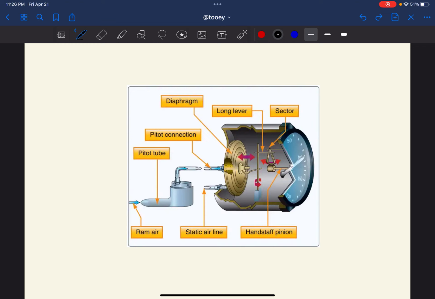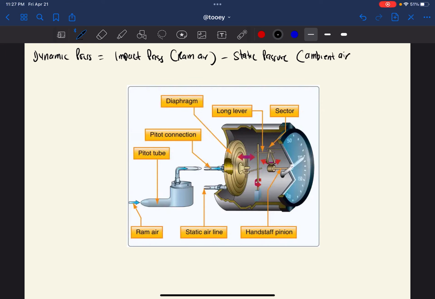The airspeed indicator is a result of impact pressure and static pressure. You take the difference of that and you get dynamic pressure. So again, dynamic pressure equals the difference of impact pressure, which is your ram air, and static pressure, or ambient air. Too easy.